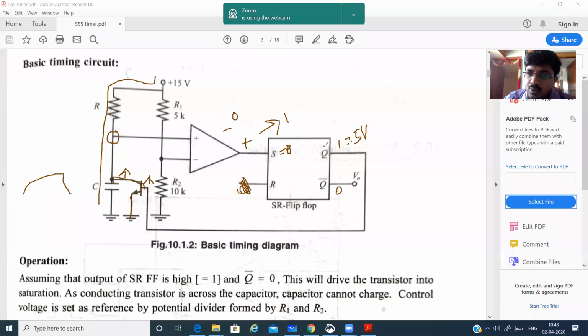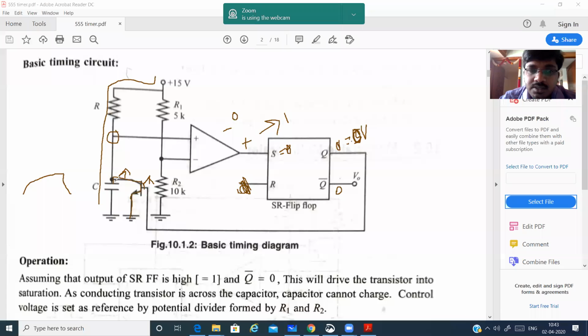When set is 0, Q also becomes 0. Q becomes 0 means the analog equivalent of 0 is 0 volt. When 0 volt is given to the base of the transistor, the base current will be 0. When the base current is 0, automatically the collector current will also be 0. Since the base is 0, the transistor will switch off. When the transistor switches off, the current cannot flow through the transistor and it cannot even flow to the ground.